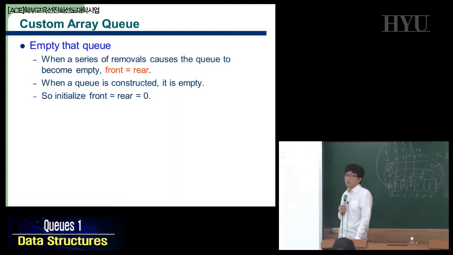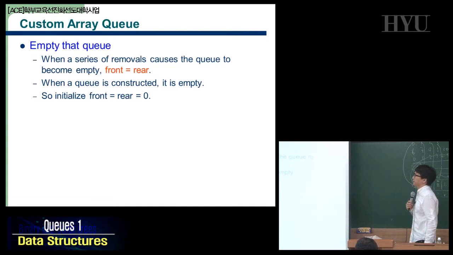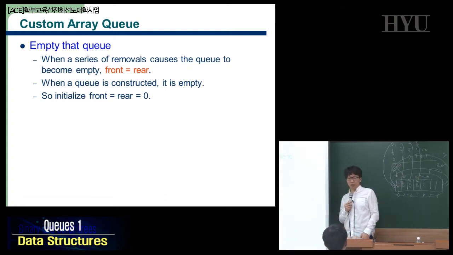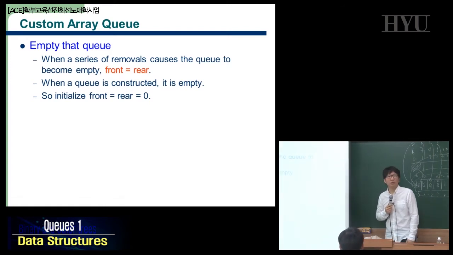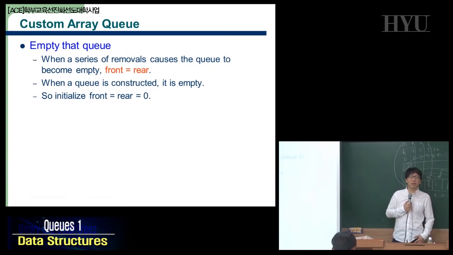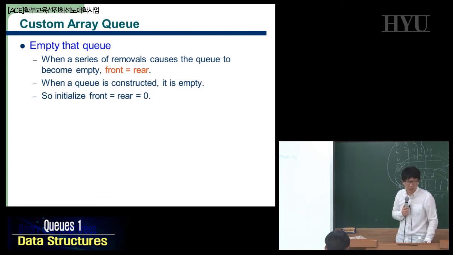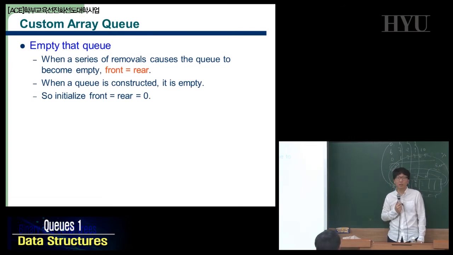When a series of removals, a series of DQs, cause the queue to become empty, front should be equal to rear. As we saw from the diagrams, the figures that we saw. When the queue is constructed, it is empty, right? Declare a queue. If you don't add any values in, that should be empty too. So initialize front, rear should be zero when you create a circular queue, of course. So that is the empty condition. But problem will come later. You will have difficulty telling whether the queue is empty or full, because in case of full, you will also run into similar situations.